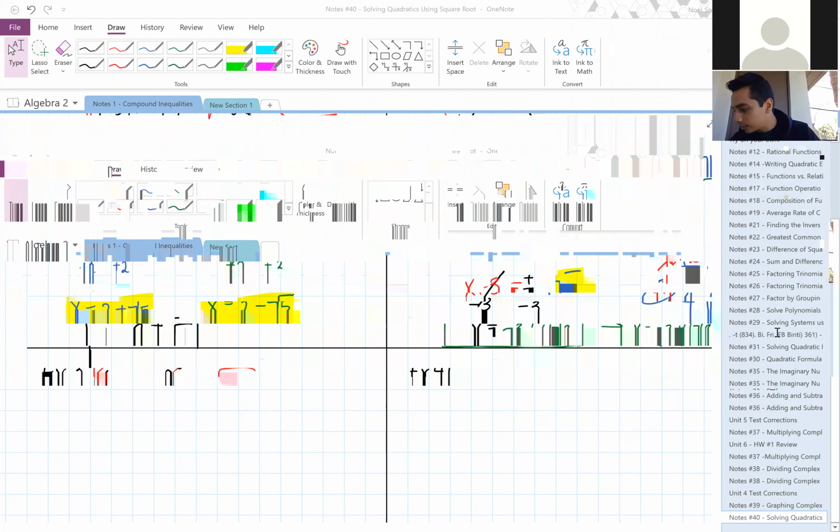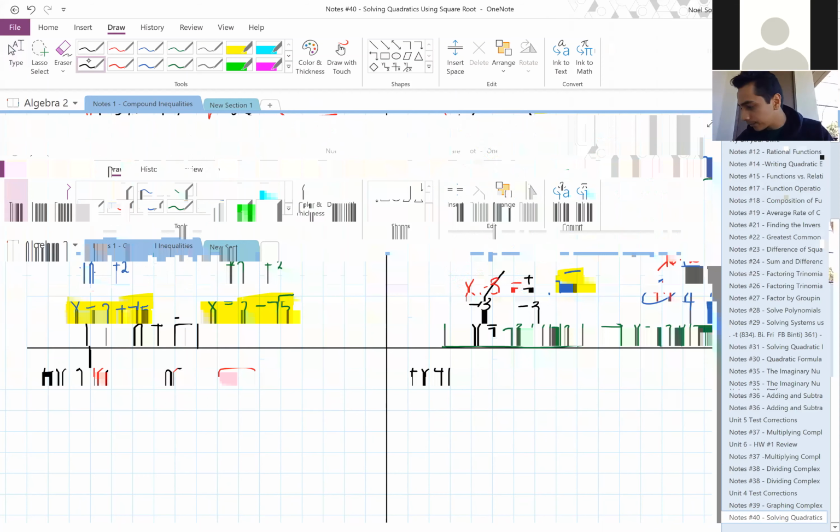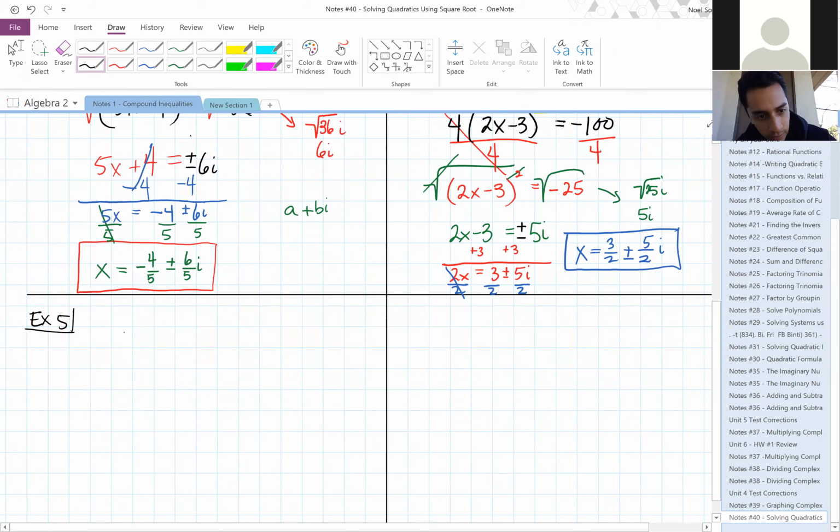All right, now the last two, let's take a look. Similar difficulty, just a slightly different approach. All right, so let's start here. Example 5. So we have 1 over 2 z plus 1, quantity squared, equal to negative 18.